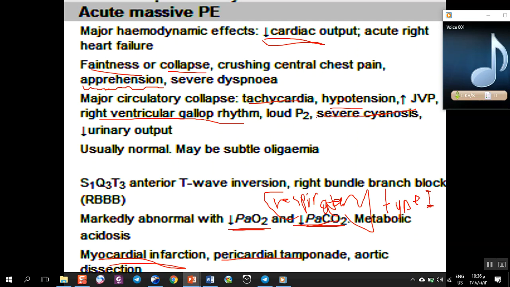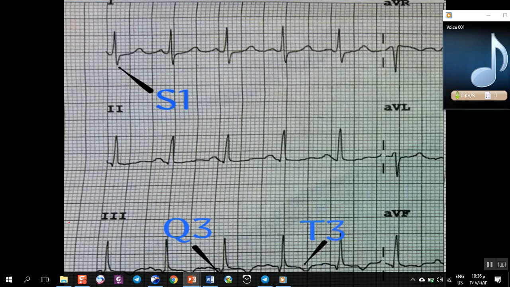Rupture of the artery. It is a severe condition causing massive shock and an emergency condition. So this is the massive embolism. You see it commonly in medicine.